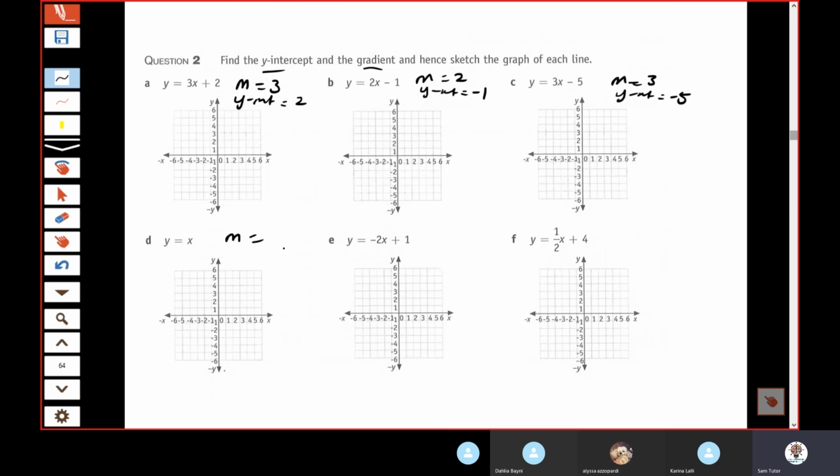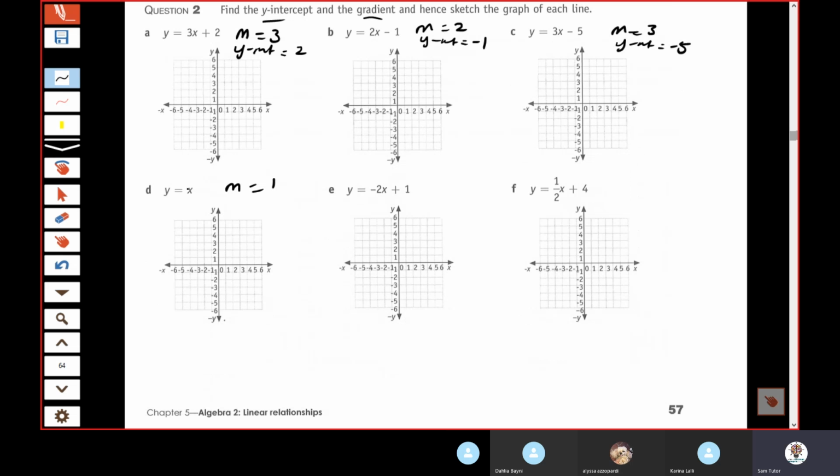Gradient equals 3. Y-intercept equals -5. Gradient for this one equals 1, right, in front of the x. Y-intercept equals 0. Gradient equals what's in front of the x again? -2. Y-intercept equals 1. Gradient equals half. Y-intercept equals +4.